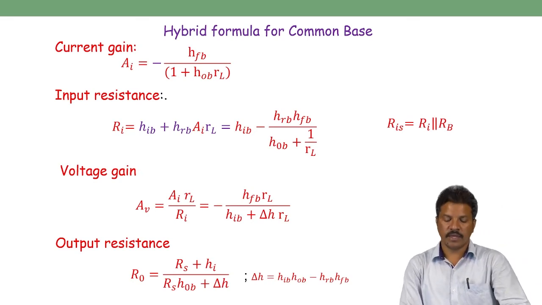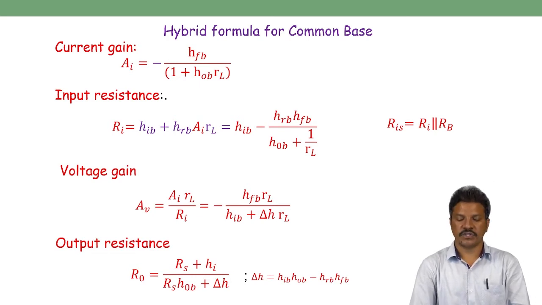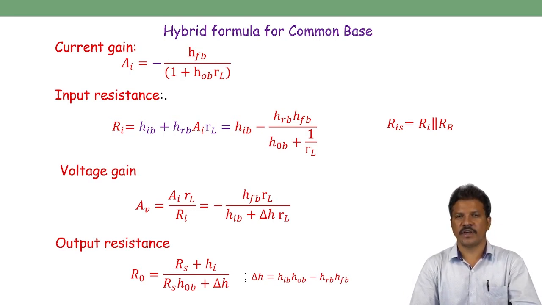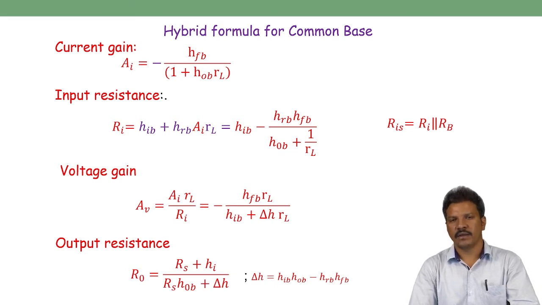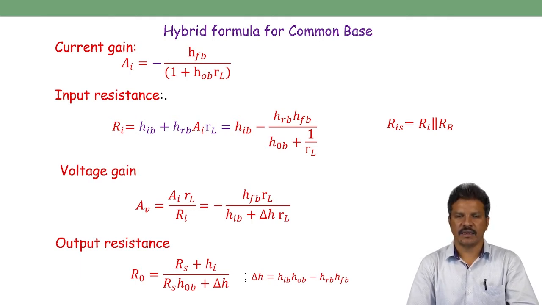Similar formulas, hybrid formulas, for the common base configuration. How to calculate the input resistance, output resistance, current gain and voltage gain for a common base amplifier? Take the common base amplifier and its equivalent hybrid model. When we consider the equivalent hybrid model, what are the parameters: current gain, voltage gain, input resistance and output resistance? Very simple. We replace the generalized current gain formula with a subscript small b in all h parameters.